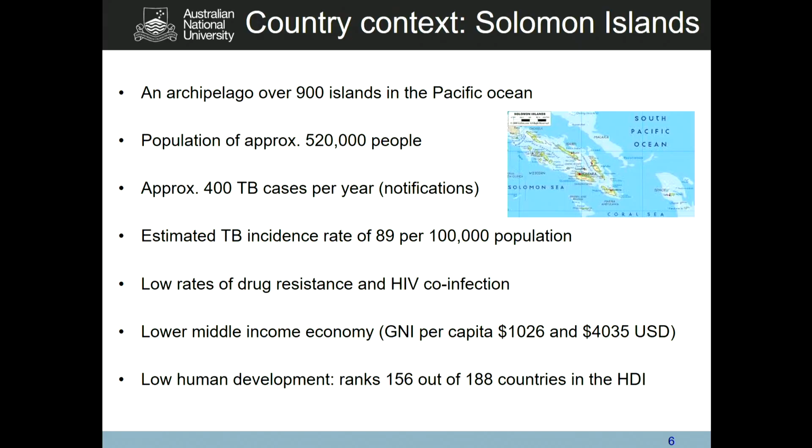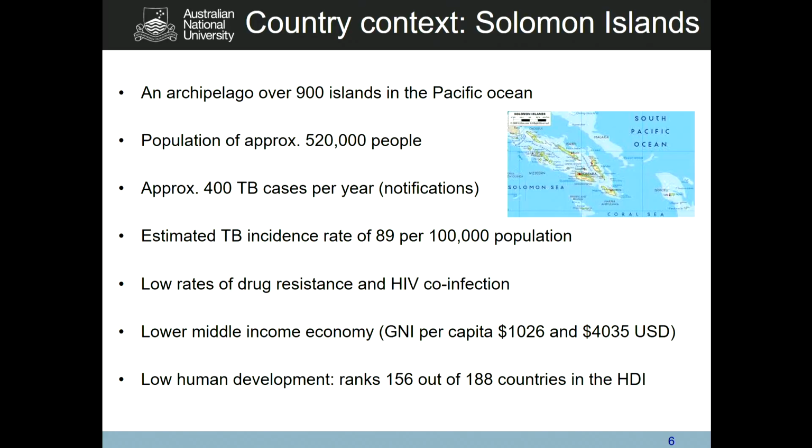It has a very small population of 500,000 people, and they report about 400 TB cases a year, so the notification rate is about 90 per 100,000 population. Fortunately, they have very low rates of drug resistance, so hopefully we won't see some of those figures for MDR-TB that have been presented, and very low rates of HIV co-infection. I think they've only had 1 or 2 patients with HIV co-infection, so it's very low.